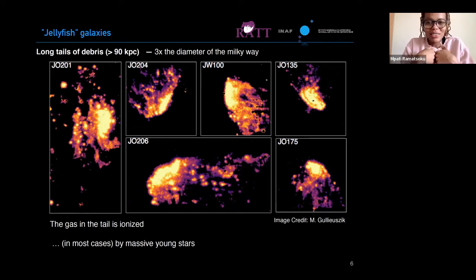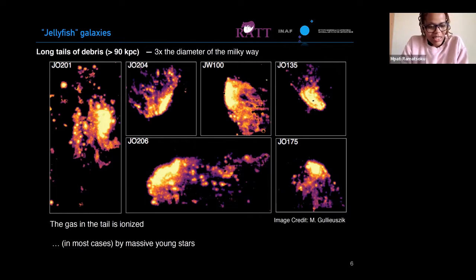I say for us, within the collaboration of GASP, because there has been a lot of use of the name jellyfish galaxies for any galaxy that has a tail. But within the gas content, we are talking about really, really long tails, because not all galaxies that have long tails are jellyfish galaxies, in our opinion. This is something we're still trying to fix because it's not out there in the community.